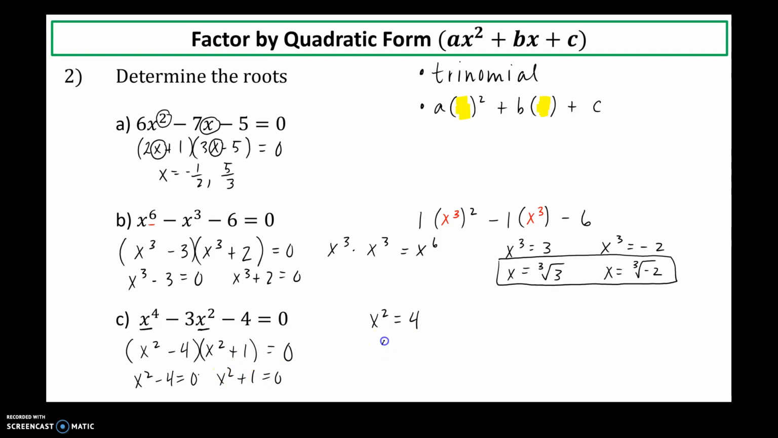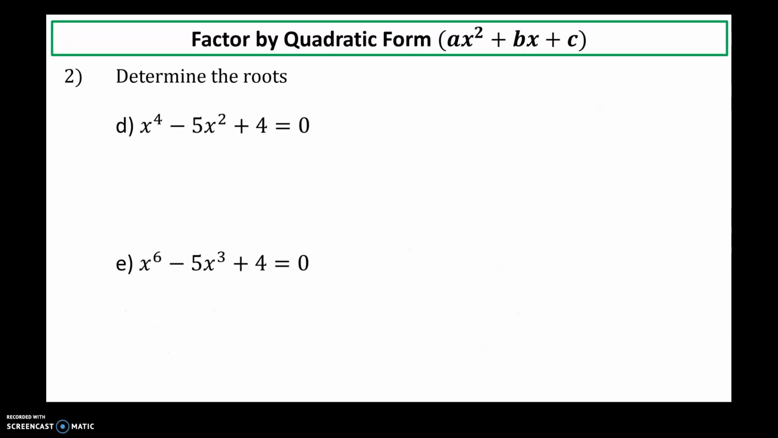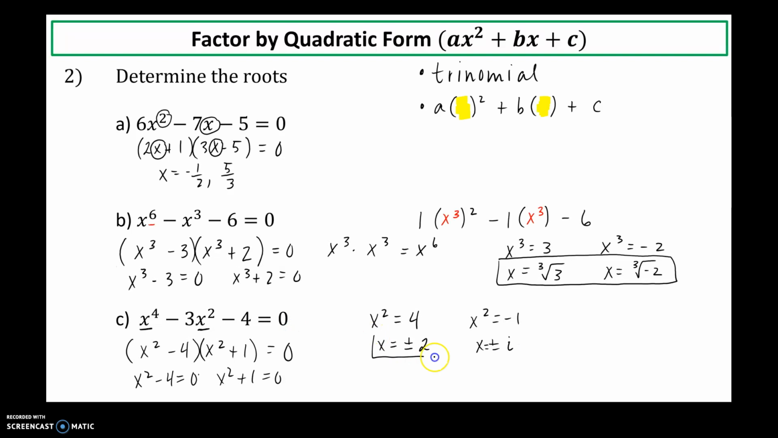X squared equals 4. When I take the square root, 2 answers exist, so plus or minus 2. And then I get x squared is equal to negative 1. When I take the square root of negative 1, that's where i comes from. So there are my 4 roots, 4 answers, which corresponds to the degree. These are my real solutions. These are my imaginary solutions.